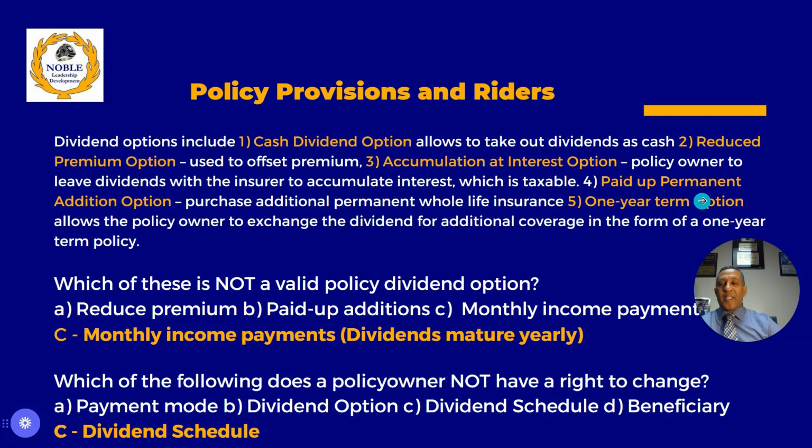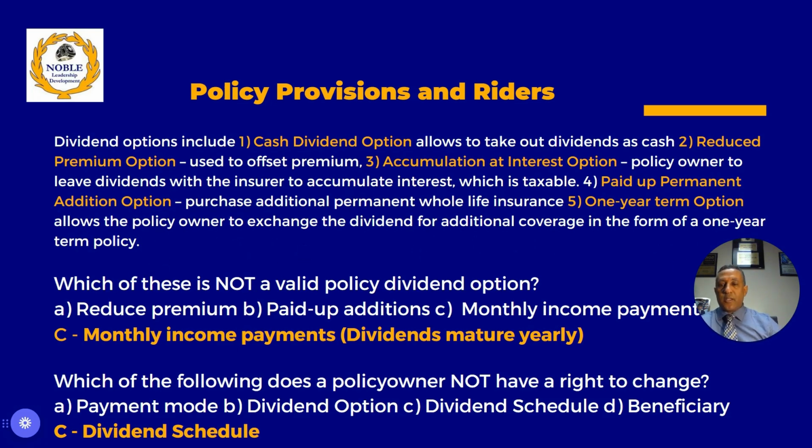Paid up permanent addition option. So you can get a permanent insurance and add to that, right? Purchase additional permanent whole life insurance with that. Or you can also purchase 1 year term option. A 1 year term option because dividends mature every year. So that's the option that you have. And then you can allow the policy to exchange the dividends for a 1 year term policy, right?